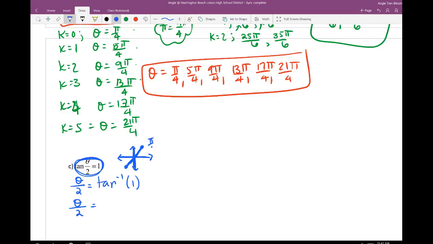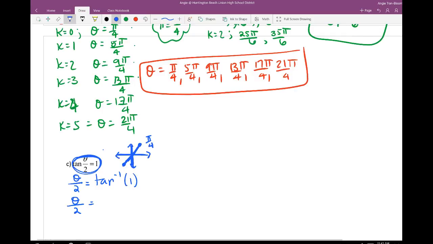Did you say pi over 4? Yay! Okay. How about quad 3? Tangent of what in quad 3 is also 1? Did you say 5 pi over 4? Okay, I'll take it. Now, normally, I would say that you would write 2 equations, okay?